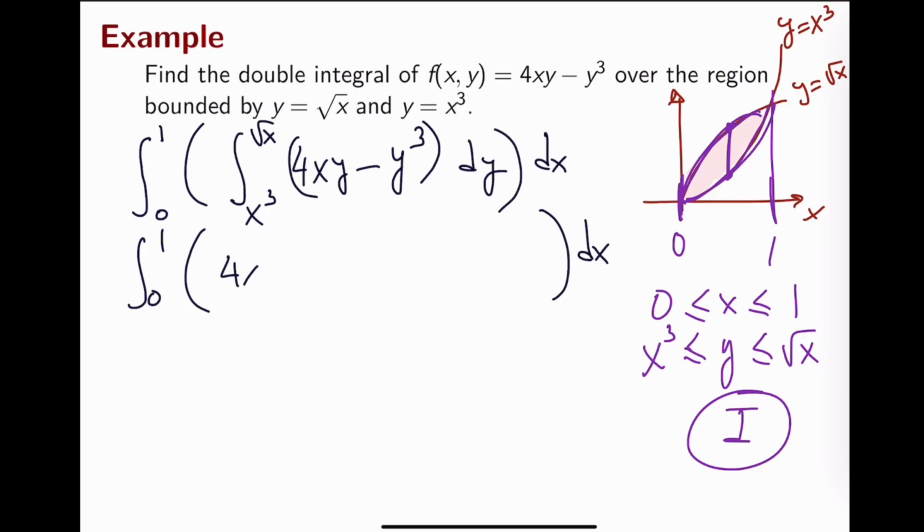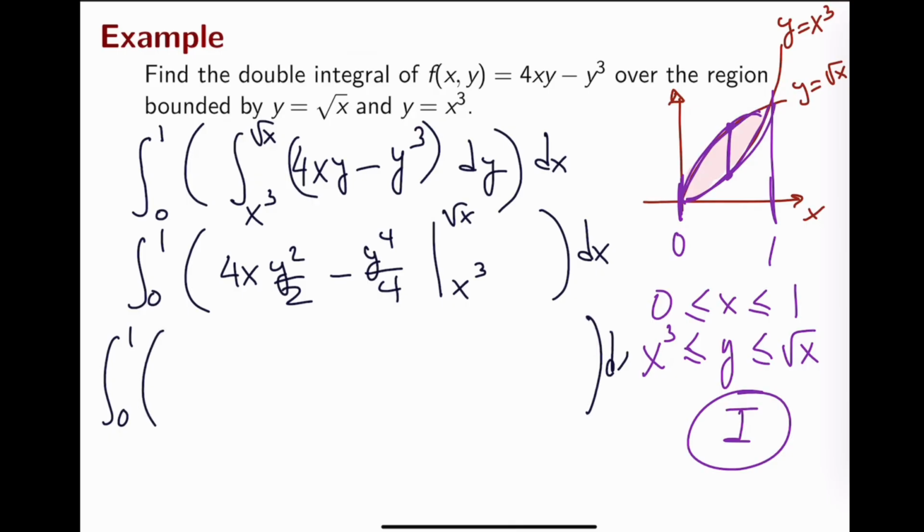So we are going to do the integral taking into account that. So that will be 4x, that is a constant, goes out, y squared over 2 minus y to the 4 over 4. So this is the primitive of this function, and now we have to evaluate between x cubed and square root of x. So now we do the evaluation, always keeping outside the integral between 0 and 1 dx. And in here we are going to do the evaluation.